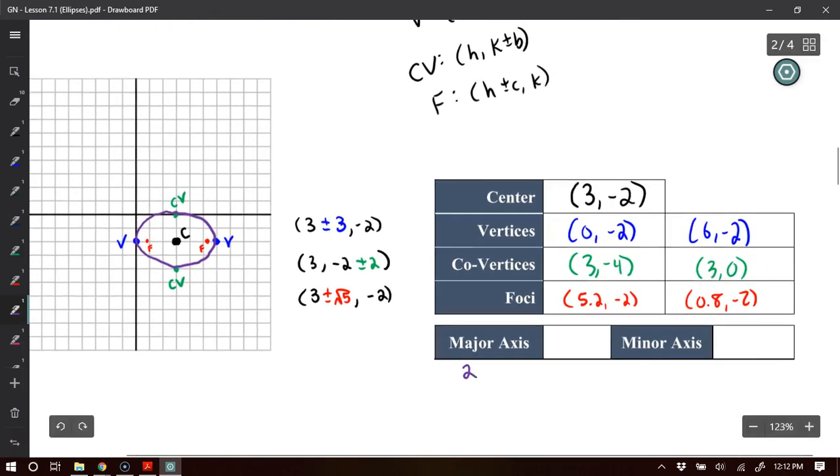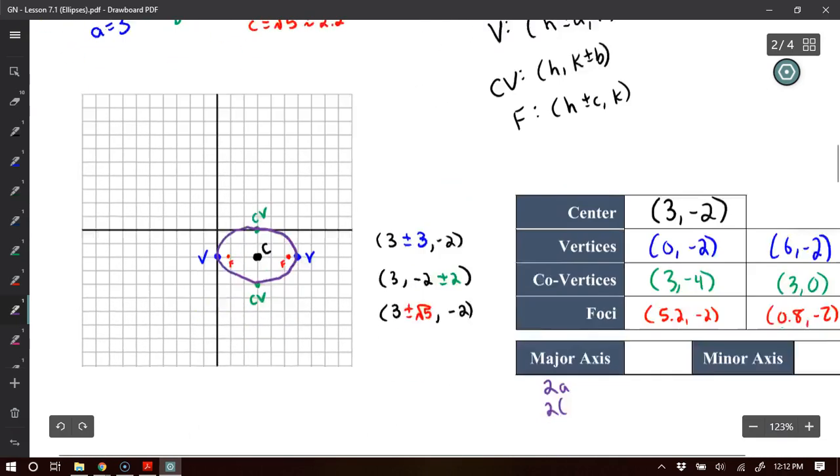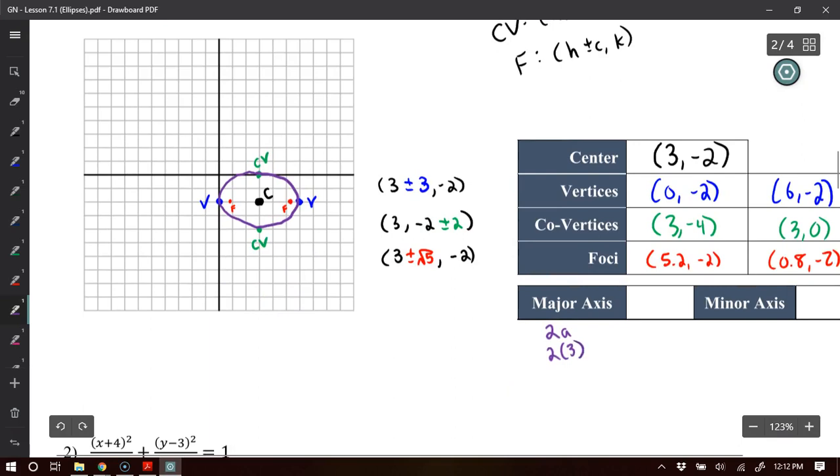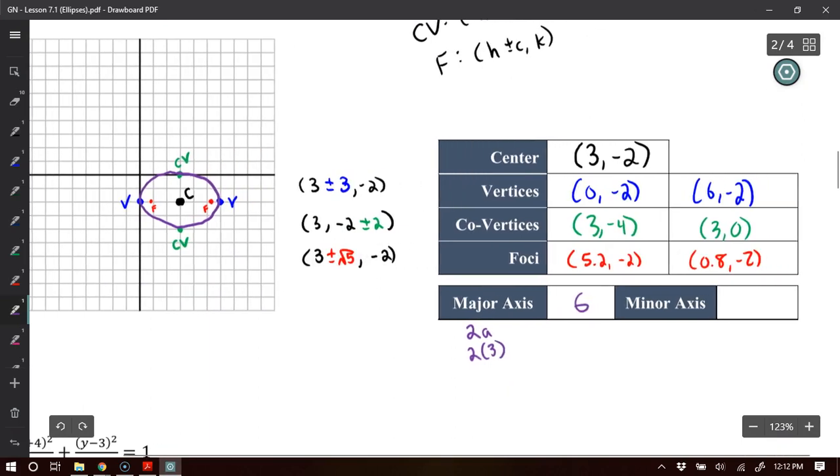You have your major axis, which is 2a. Well, we found a to be 3. So 2 times 3 is 6. I could even count. From vertex to vertex, it looks like it's 6 units. What about from covertex to covertex? Well, that looks like it's 4 units. Isn't that twice b? b is 2, 2 times 2.